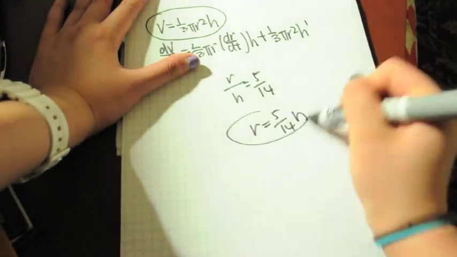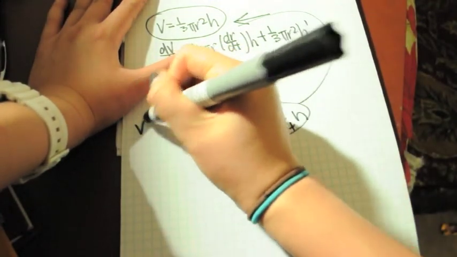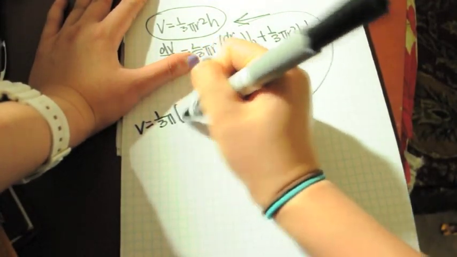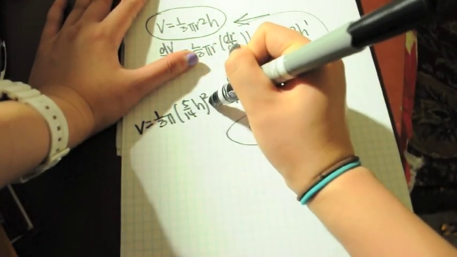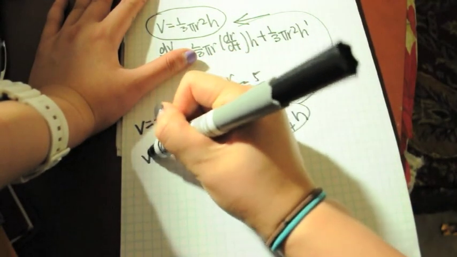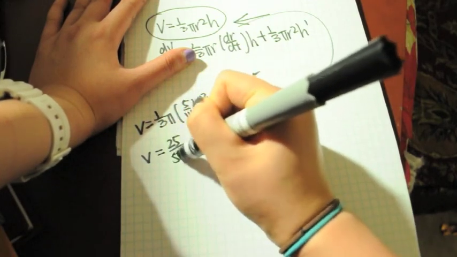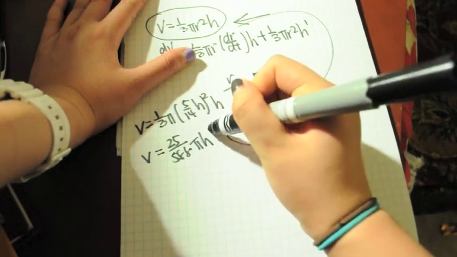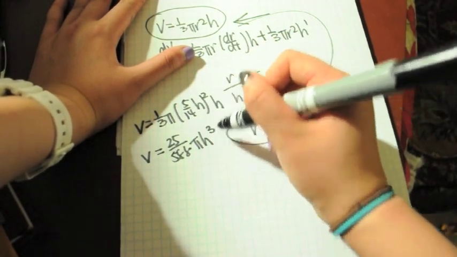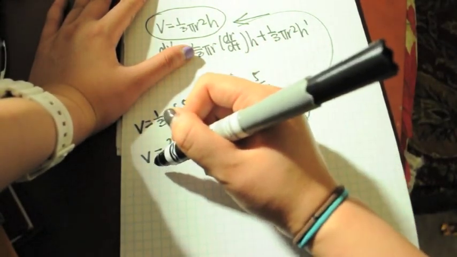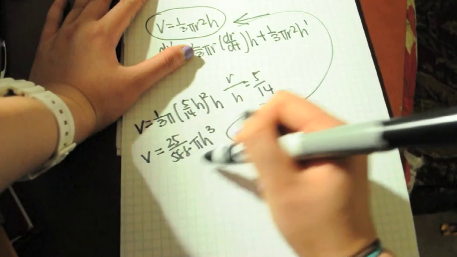And then you could plug this into this equation. And then you would just have V equals 1/3 pi (5 over 14 h) squared times h. And then if you solve this, you would have V equals 25 over 588 pi h cubed. And this gives us a volume formula that only involves the height and the volume. And then at this point, you can just differentiate this equation.